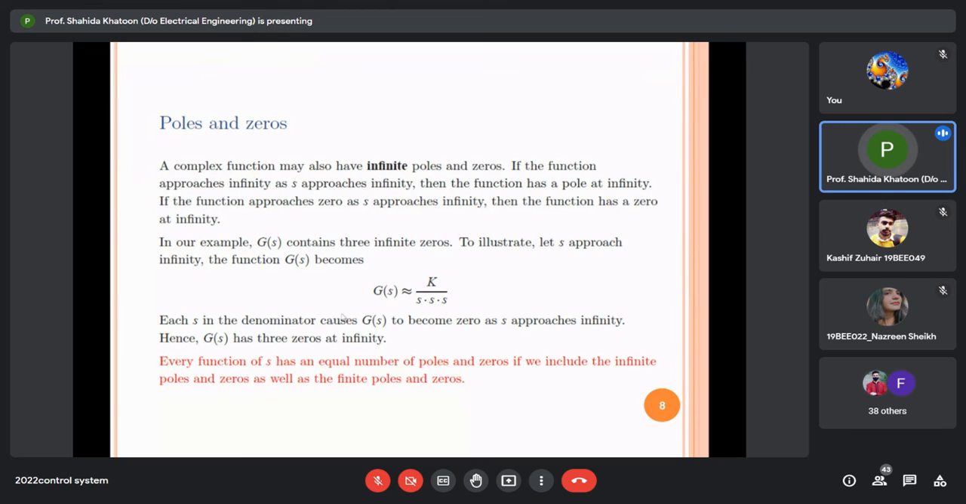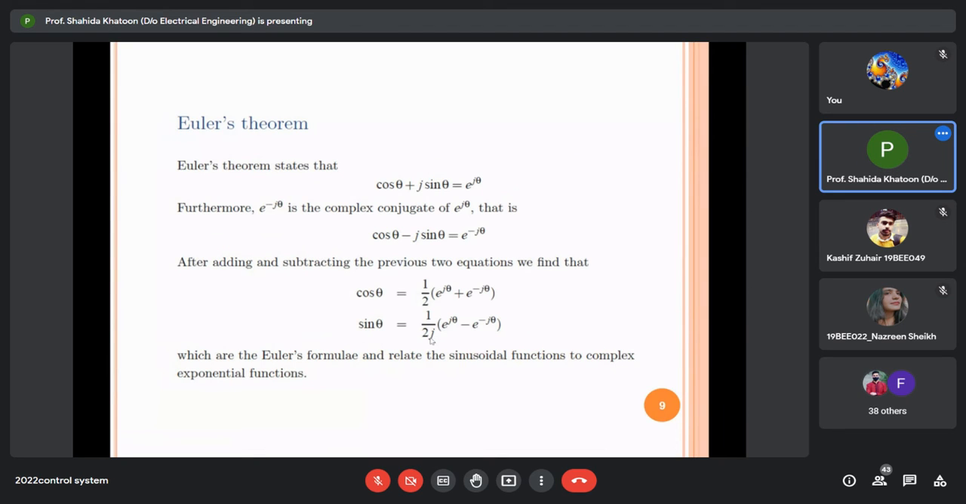To illustrate, let's put s approaches infinity. So G(s) becomes approximately equal to K upon s into s into s. Each s in the denominator causes G(s) to become 0 as s approaches infinity. Hence, G(s) has 3 zeros at infinity. So every function of s has an equal number of poles and zeros if we include the infinite poles and zeros as well as the finite poles and zeros.